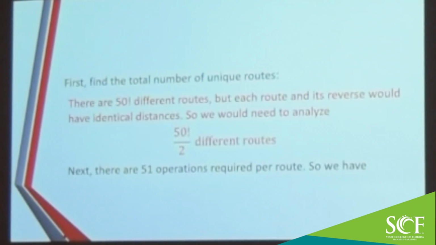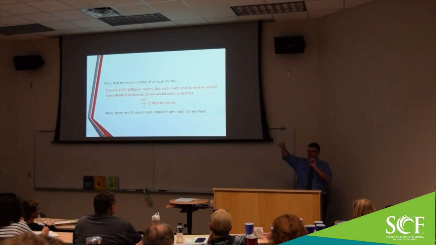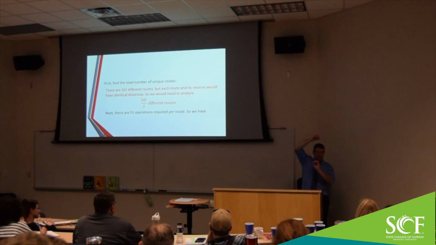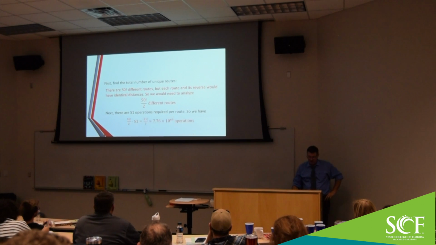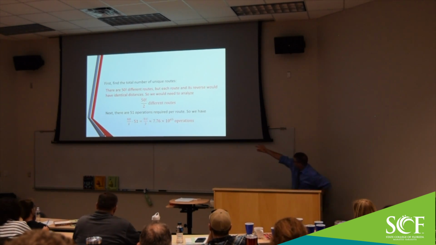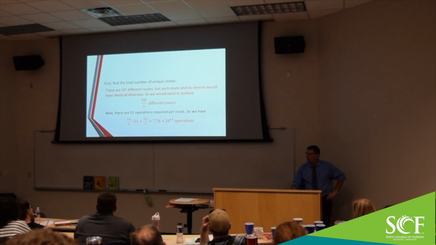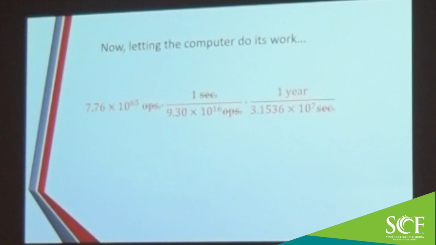Each route has 51 operations. Think about that, because you have to go from DC to the first, to the second, to the third, to the fourth, all the way around to all 50, and you have to come back to DC. So there's 51 calculations per route. That's a lot of operations, but we're going to let the world's fastest computer work on it. In 1 second, you can do 9.3 times 10 to the 16 operations.